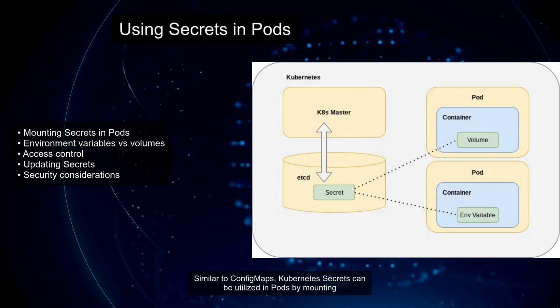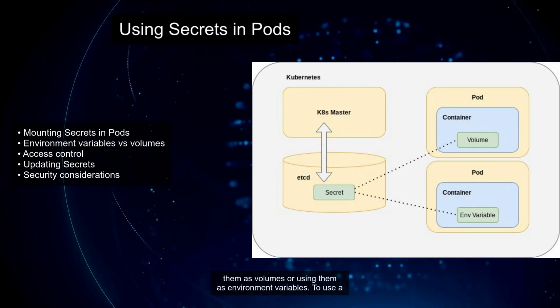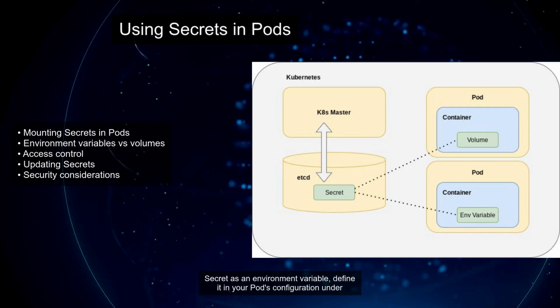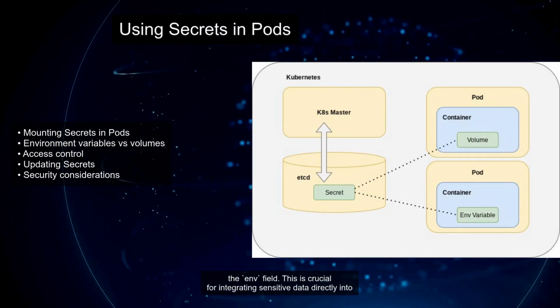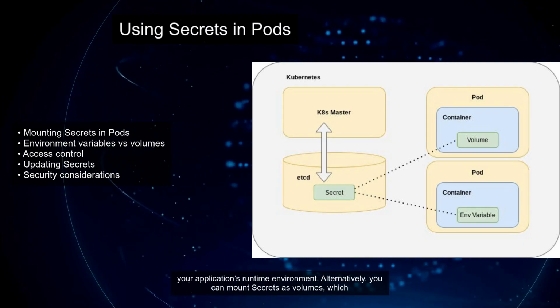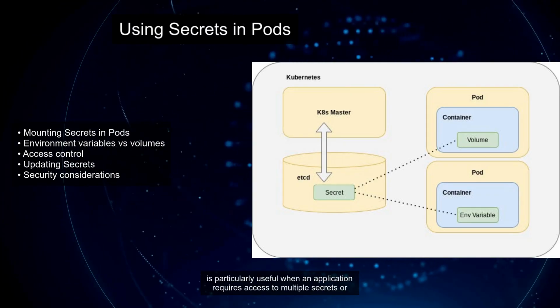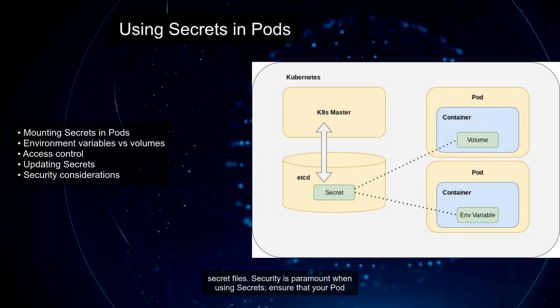Similar to ConfigMaps, Kubernetes secrets can be utilized in pods by mounting them as volumes or using them as environment variables. To use a secret as an environment variable, define it in your pod's configuration under the env field. This is crucial for integrating sensitive data directly into your application's runtime environment. Alternatively, you can mount secrets as volumes, which is particularly useful when an application requires access to multiple secrets or secret files. Security is paramount when using secrets.